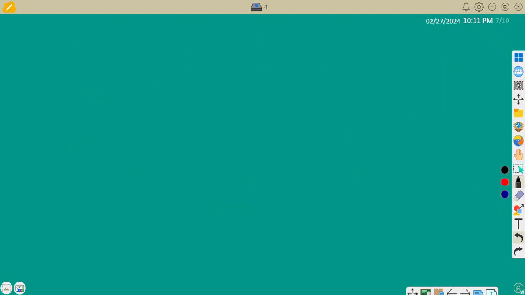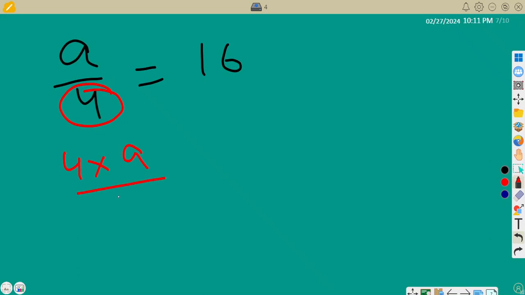Third equation, a upon 4 equal to 16. So in this case, 4 is a denominator. To eliminate a, we have to remove 4. So how will we do it? So 4 times a upon 4 equal to 16 times 4. And then cancelling out 4, 4, we are left with a equal to 64.